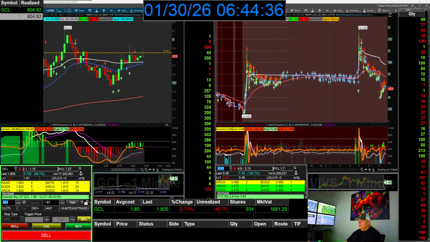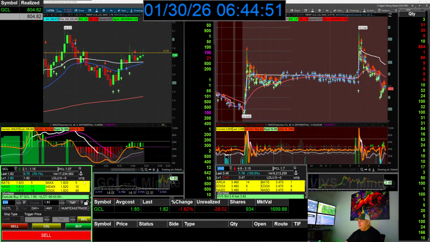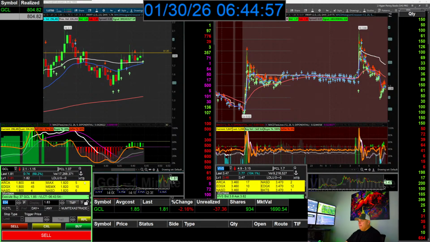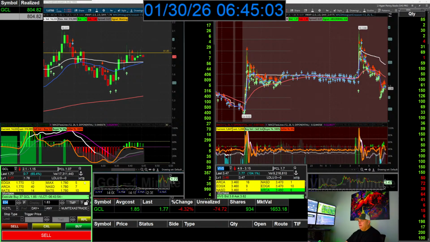I think if this thing touches the VWAP again, I'm going to add. I'm going to add at the VWAP. Here we go. Come on. It looks like it's trying to do another move up. I can see the strength in the time and sales. A lot of green printing. A lot of green. Come on. I'm at $1.85. Here's that dip I was looking for.